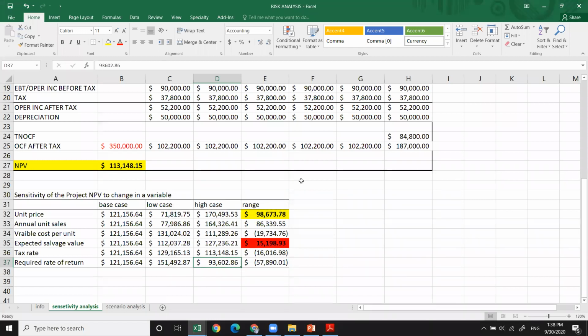Now we got then the last part. What we do here is the required rate of return.